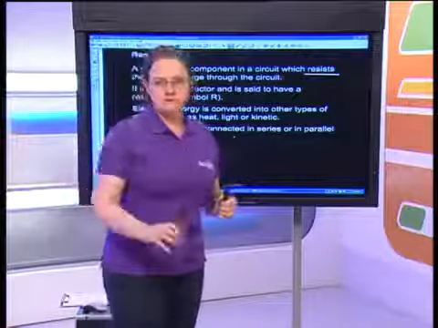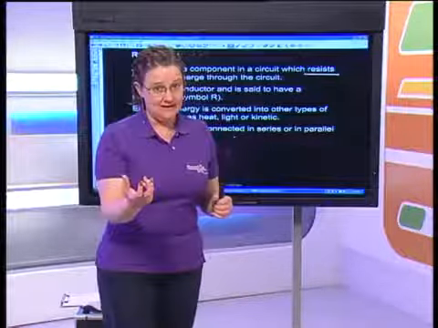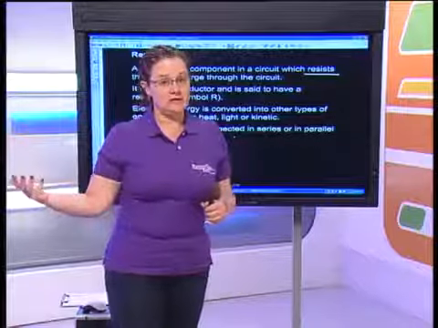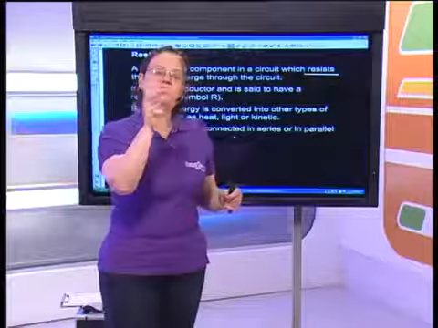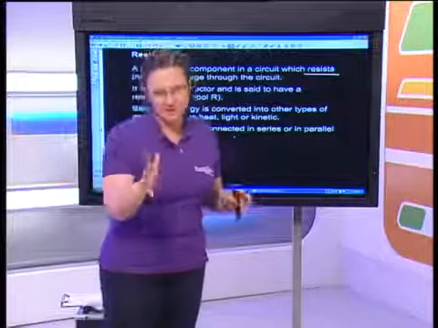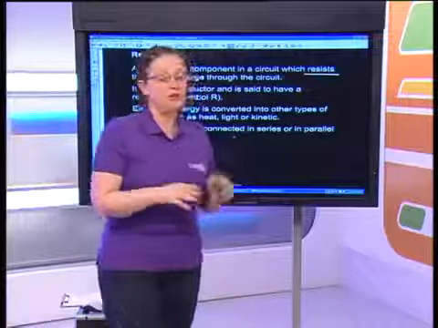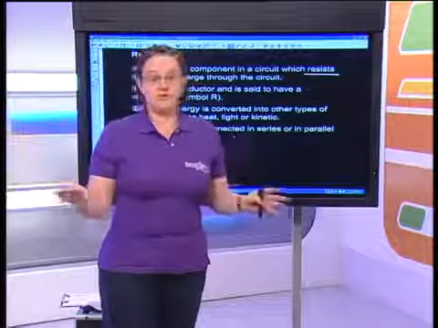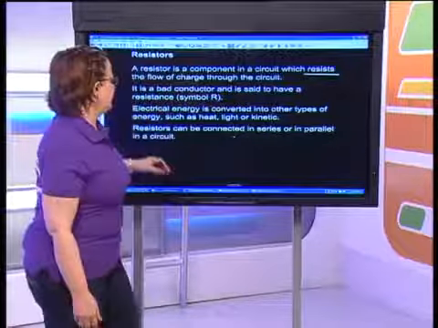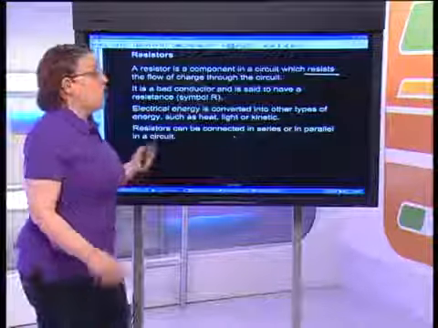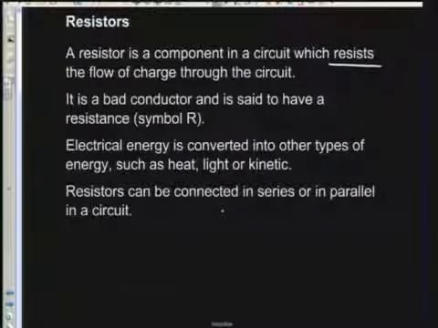So when we talk about resistors, they're still going to be metallic, or semiconductors, so metalloids, but they're still going to be able to conduct a little bit. They're just not very good at it. So they're not as good as, for example, copper. Copper is a great conductor, so it's not good for a resistor. It's said to have a resistance, and its symbol is R.